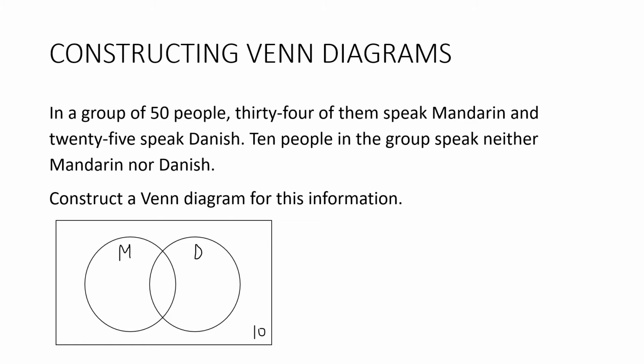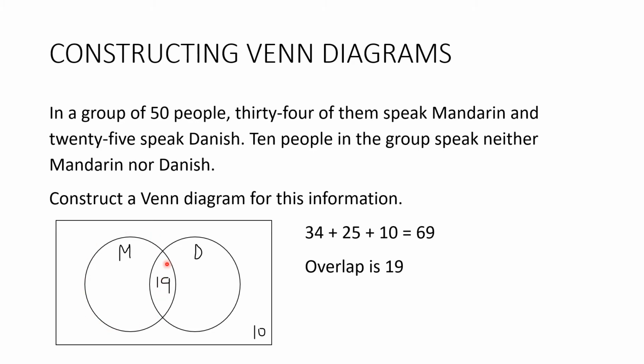All right, now we need to find the overlap because remember, they're not mutually exclusive. So I'm going to add 34 and 25 and 10. So that adds to 69. So 69 people speak Mandarin, Danish, or neither. But how can that be when we've only got 50 people? It's because we've got a double up. So we've got a double up of 19. All right, we've counted this 19 in the Mandarin speakers as well as in the Danish speakers. So this number goes in here.